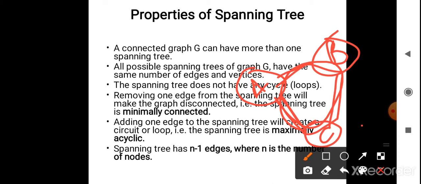Then, a spanning tree has n minus 1 edges, where n is the number of nodes. So if a spanning tree has n vertices, how many edges are there? N minus 1 edges are there.